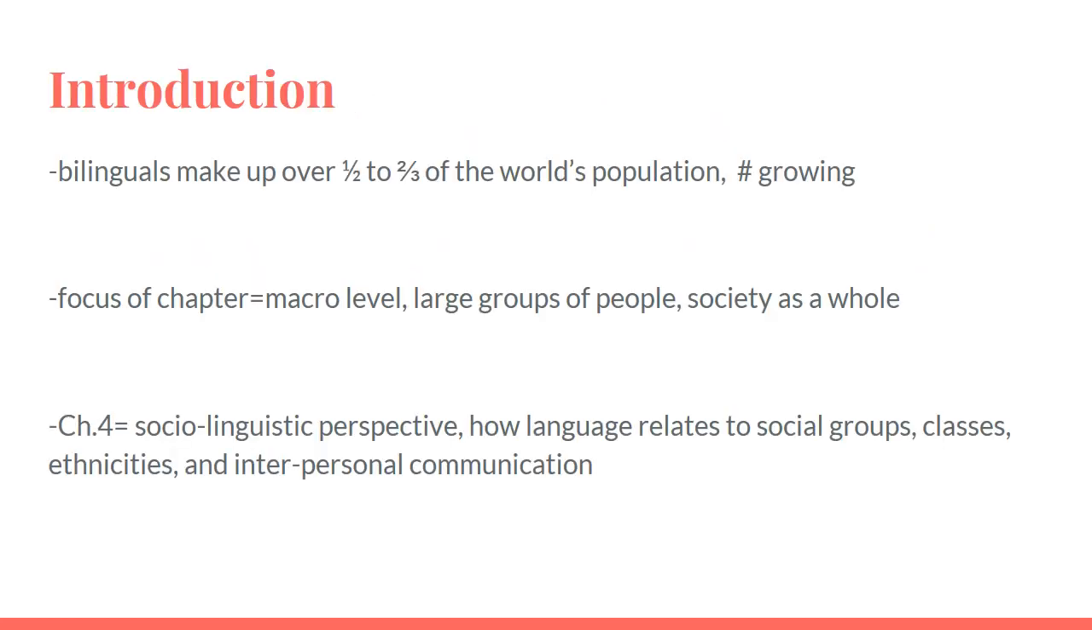Baker begins the chapter by explaining that bilingualism is on the rise. Bilinguals make up over 1/2 to 2/3 of the world's population, and that number is growing. Once again, the focus of the chapter is at the macro level. It's about large groups of people, society level, cultural group level, not at the individual level. It's also coming from the sociolinguistic perspective. It's not necessarily how one individual uses language, but how entire groups, classes, ethnicities use language to communicate.